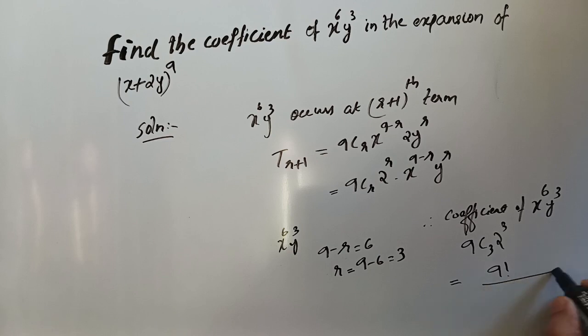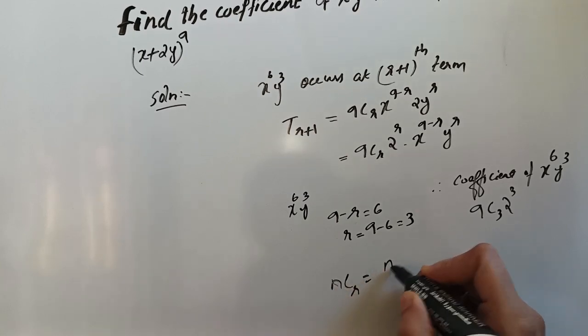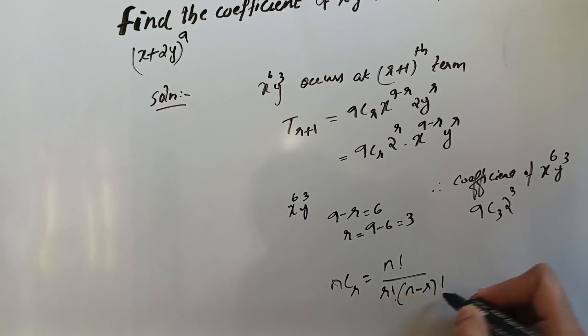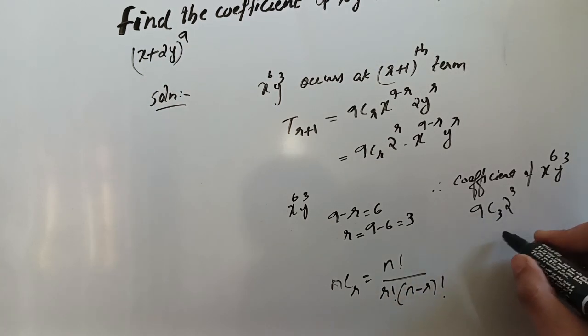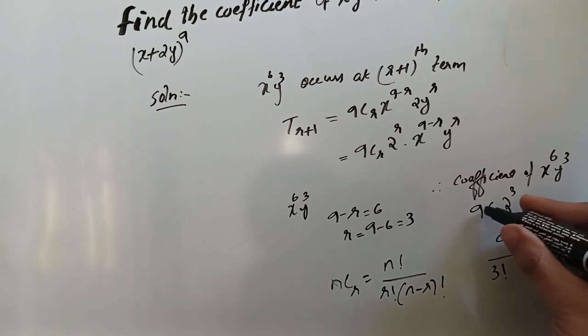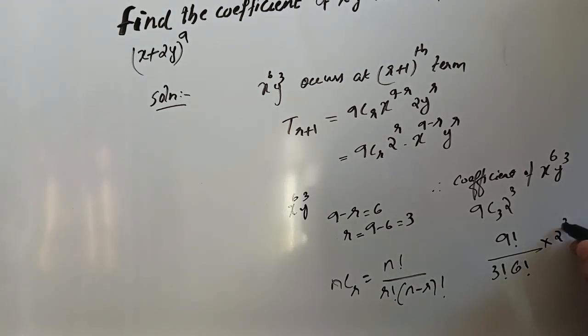9 factorial divided by 3 factorial into 6 factorial. The formula is nCr equal to n factorial divided by r factorial into n minus r factorial. We can apply here: n is 9, so 9 factorial divided by r is 3, 3 factorial into n minus r, 9 minus 3 equal to 6 factorial. That we got here into 2 cube.